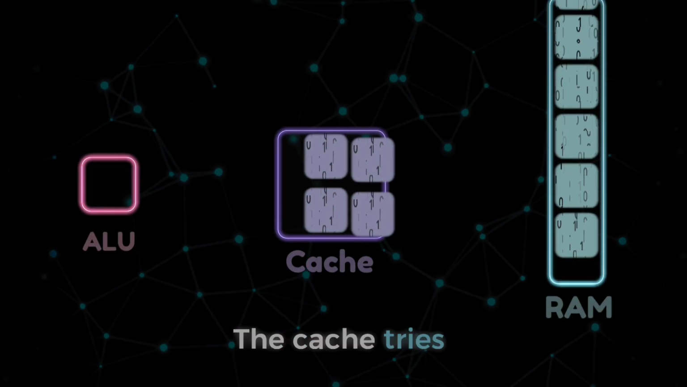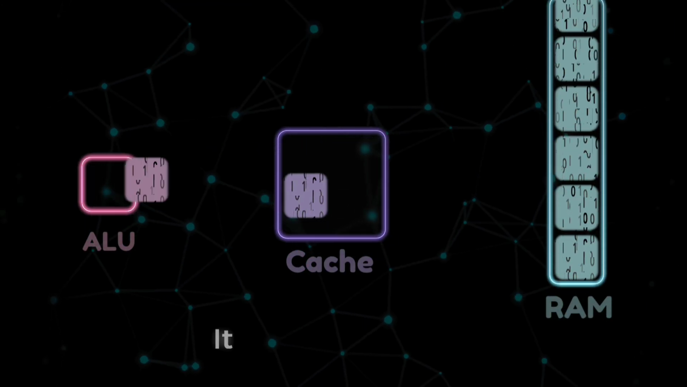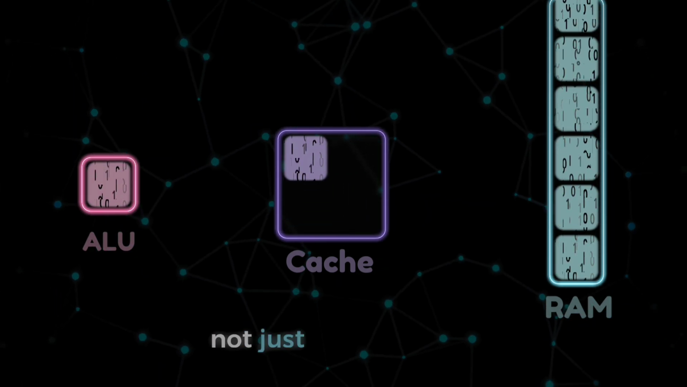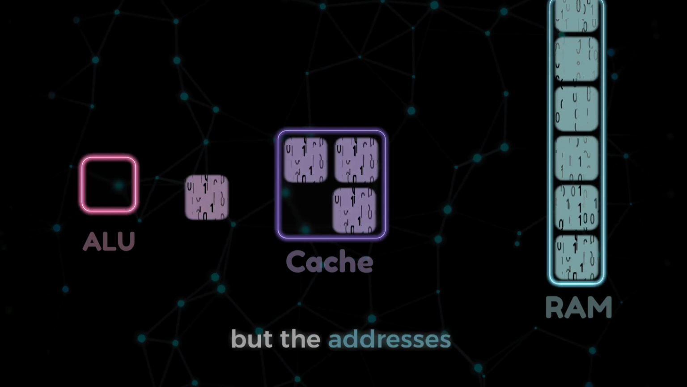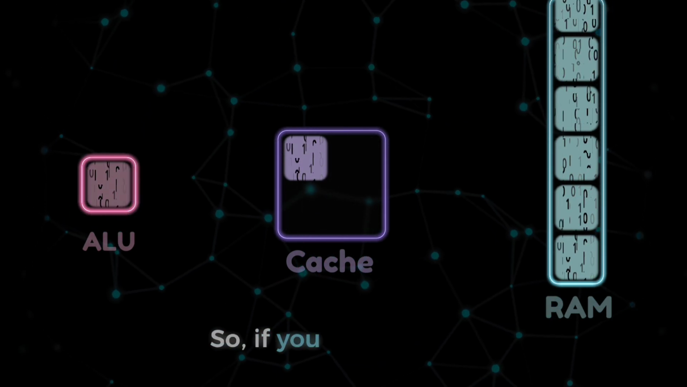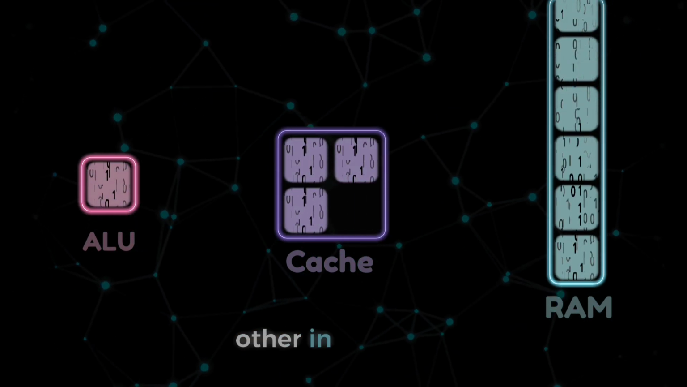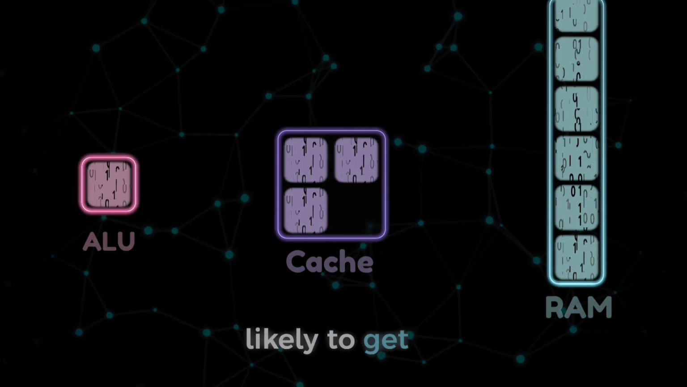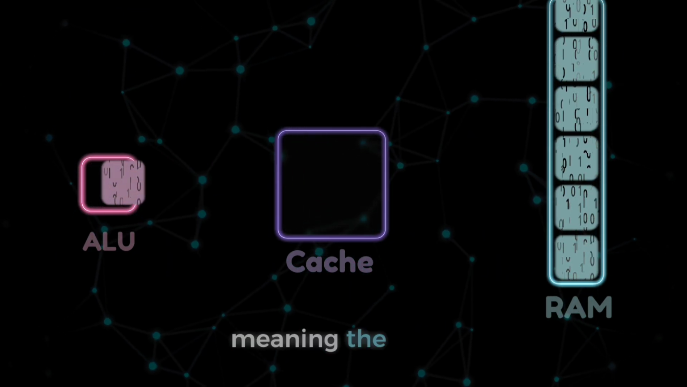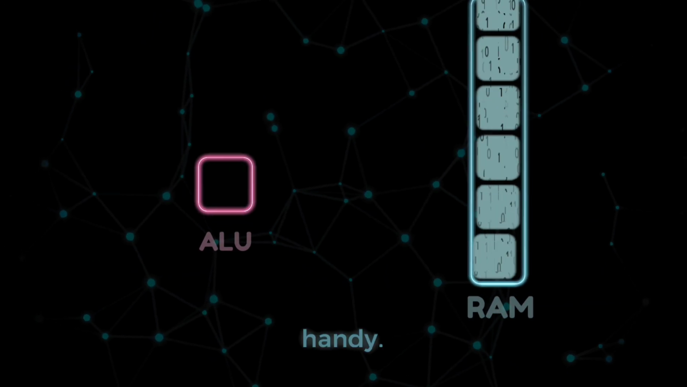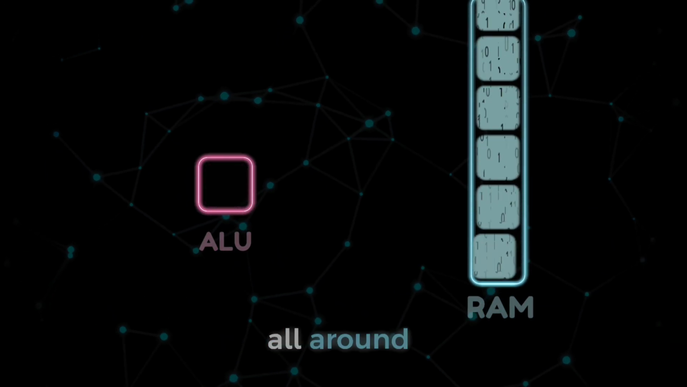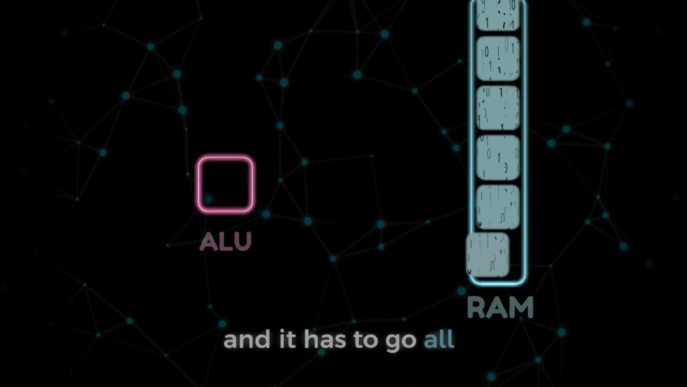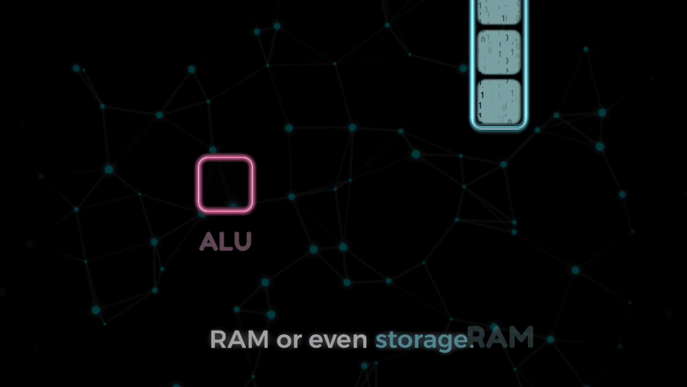A cache tries to be smart. It predicts what your CPU will need next and preloads the data in chunks, not just one memory address, but the addresses around it too. So if you access data that's next to each other in memory, like walking through an array linearly, you are more likely to get a cache hit, meaning the CPU already has the data handy. But if you jump around memory randomly, that's a cache miss, and it has to go all the way back to RAM or even storage. Yikes.